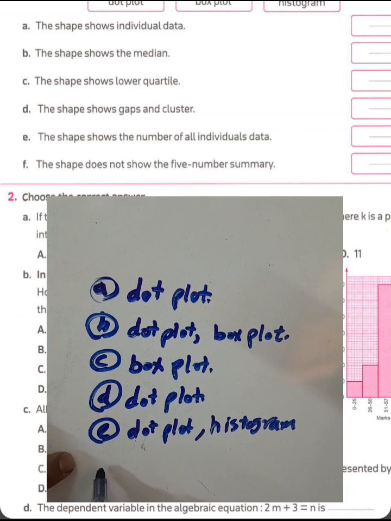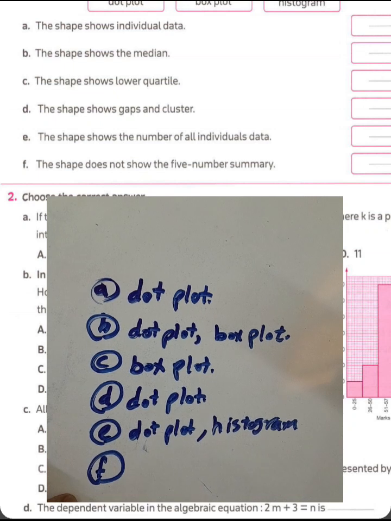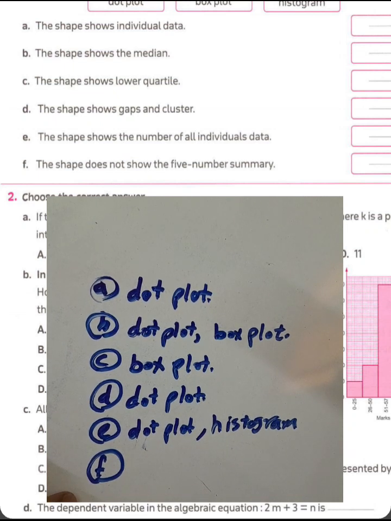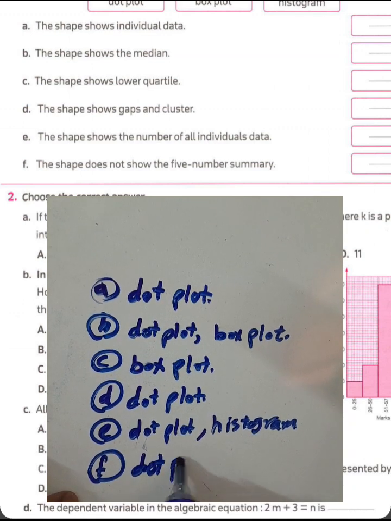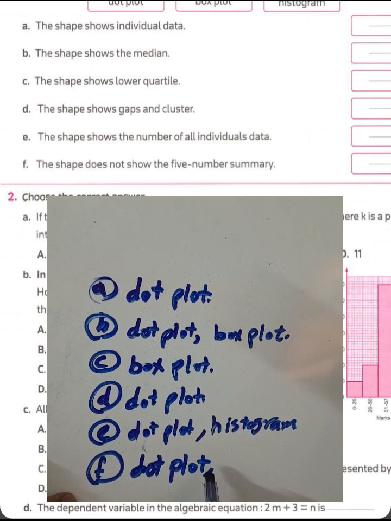Question letter F. The shape doesn't choose the 5 number summary. We can use here dot plot or histogram.